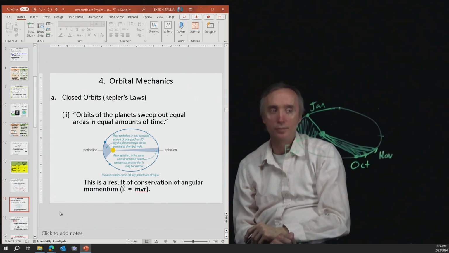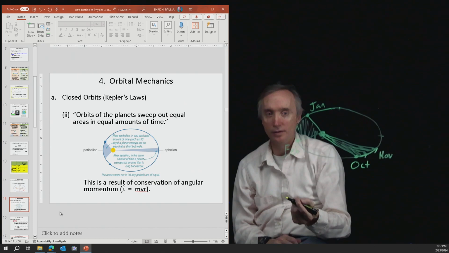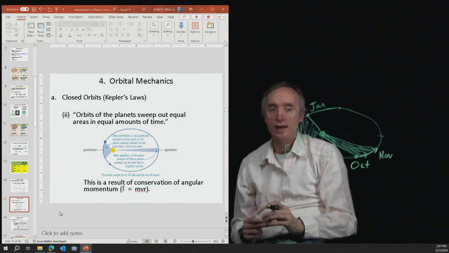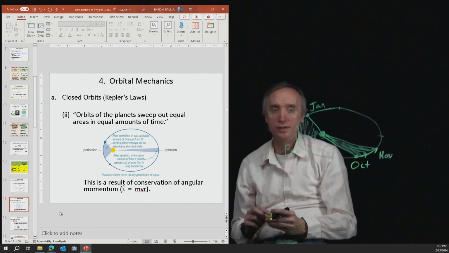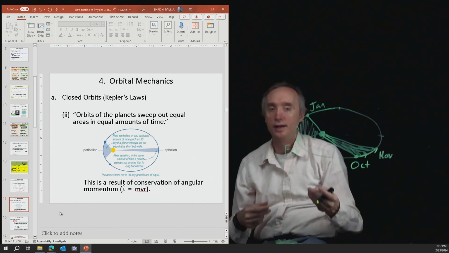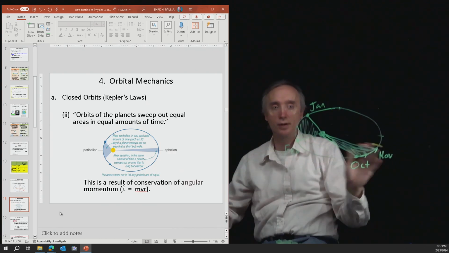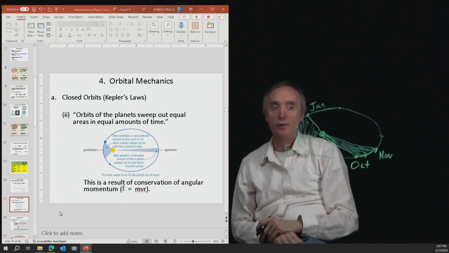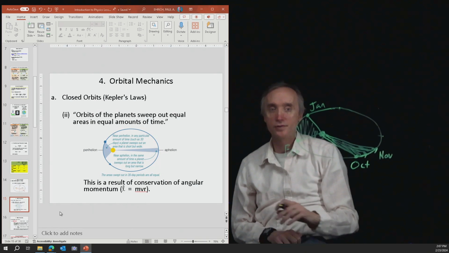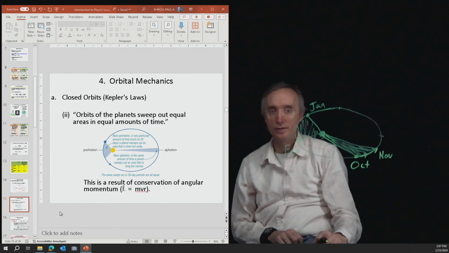Now, how is it possible that that could be? Well, Kepler had absolutely no idea why. He just plotted it, noted it, put it in his notes, and said it's for somebody else to figure out why. Well, it was Sir Isaac Newton that realized it was conservation of angular momentum.